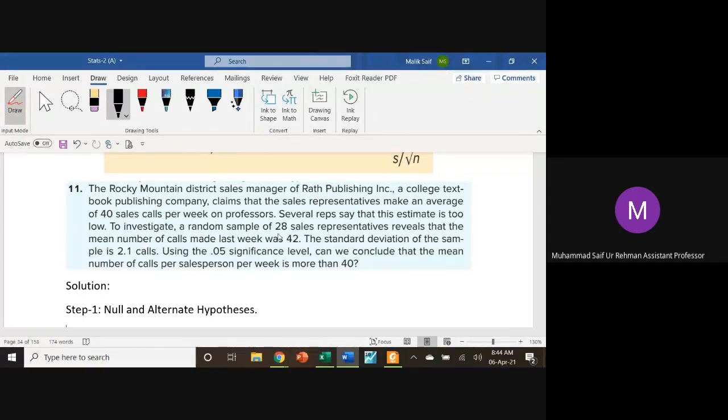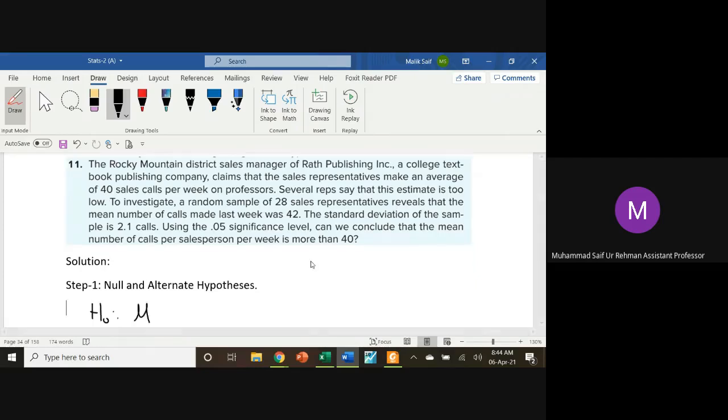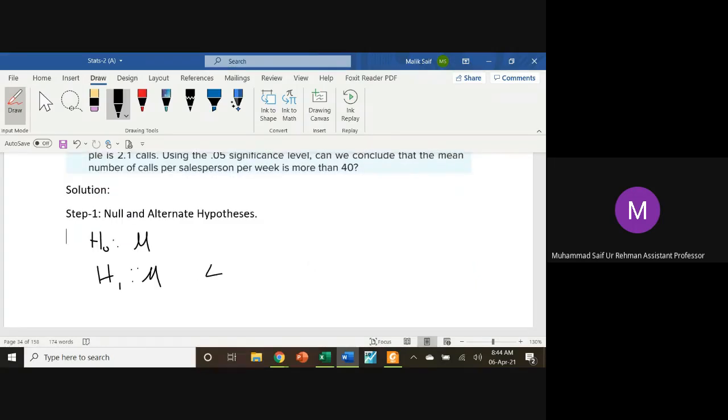To investigate, a random sample of 28 sales representatives reveals that the mean number of calls made last week was 42. So these 28 in our sample are revealing that the mean number of calls was 42. It means this 42 is X bar. This value is X bar, not mu. Mu is basically this 40. So you will write down mu is equal to 40 here, and here again 40.